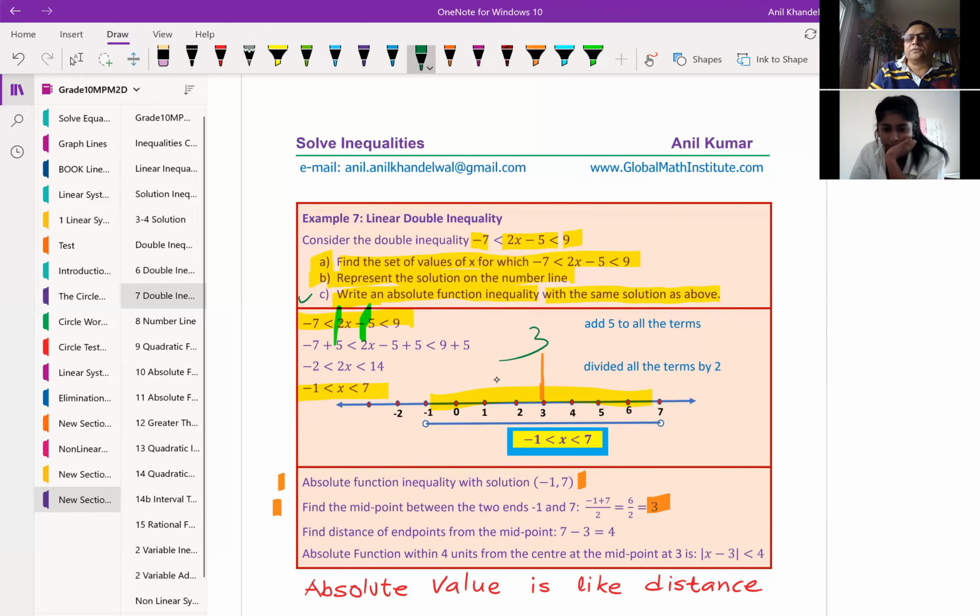So you got this value of 3. Now you have to see that from 3, what level of fluctuation can you take? So you can take how much? Well, 3 to 7 is the level of 4, correct? So the absolute function is well defined.